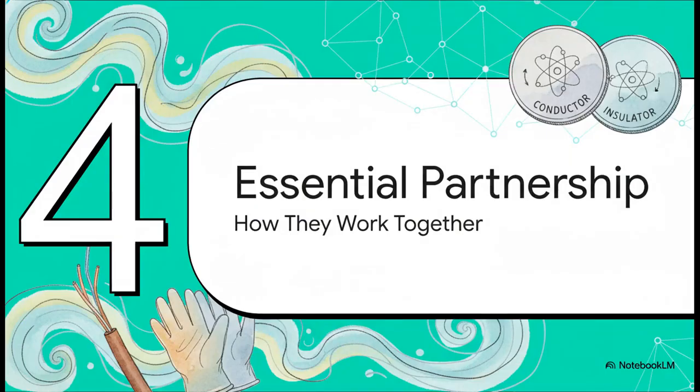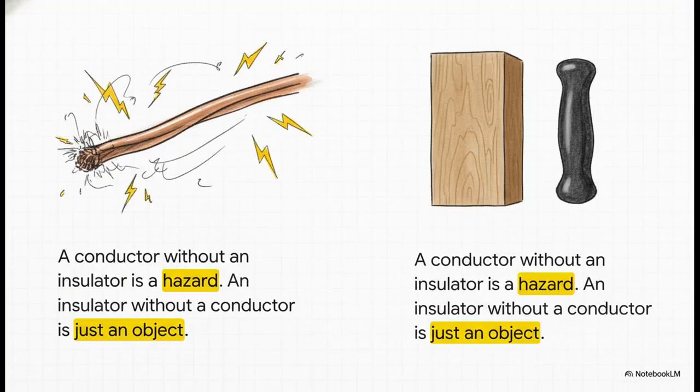Okay, but here's where it gets really clever. We almost never use these things by themselves. In pretty much every electrical application you can think of, conductors and insulators are working together. They're this essential partnership, really two sides of the same coin. Just think about it for a second. A bare copper wire, a pure conductor. It's super useful, but it's also a major hazard, right? And then you've got a chunk of rubber, a pure insulator. It's perfectly safe, but on its own, what does it do with electricity? Nothing. It's just a chunk of rubber.